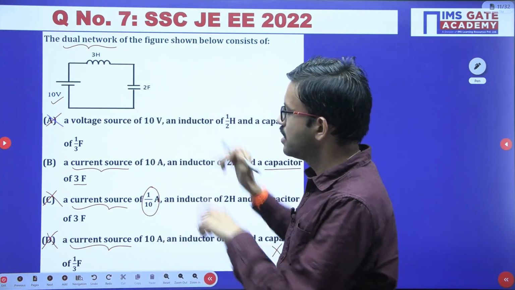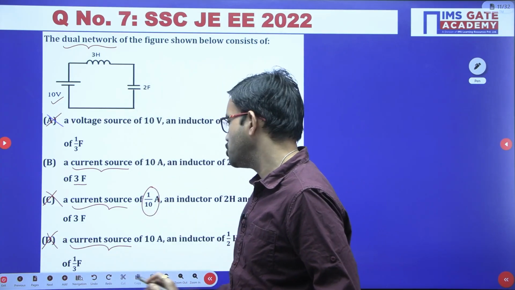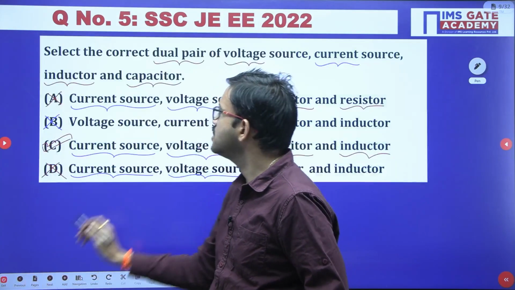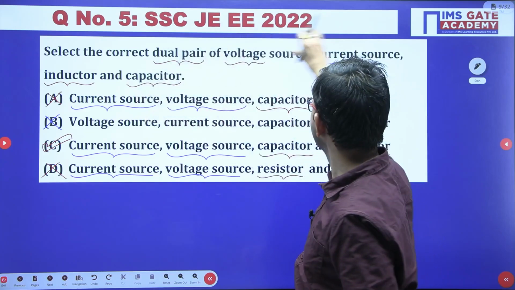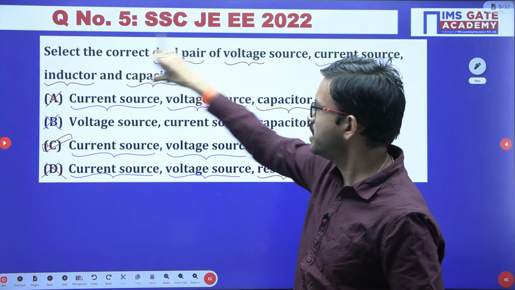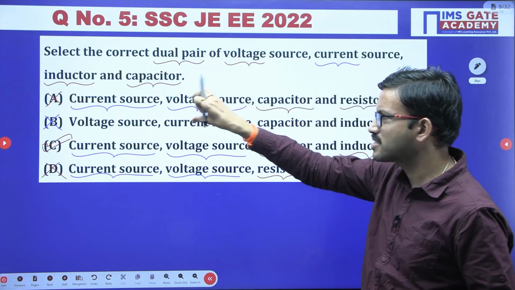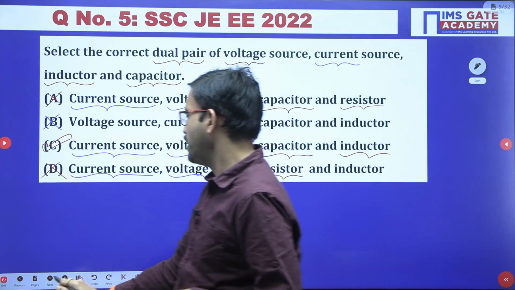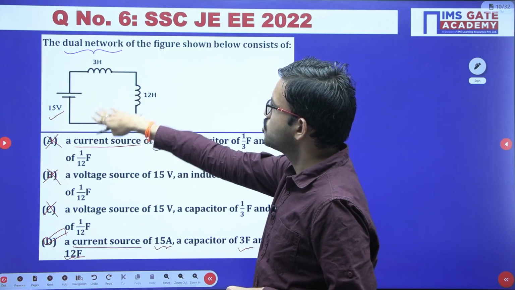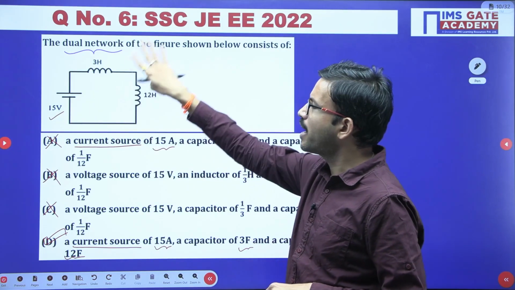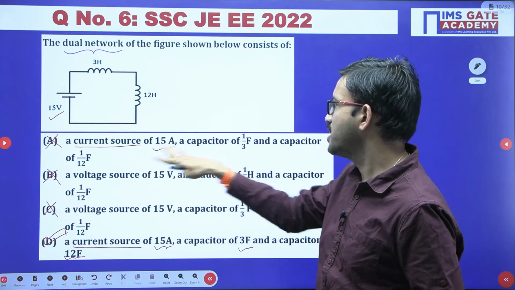See, here in the earlier questions they asked the dual pair. When they asked the dual pair, then accordingly for first source accordingly, second source accordingly, third element accordingly, fourth element accordingly, in the same order you should have. But in the previous question, you are having voltage source and then 2 inductors are there. They have asked with respect to dual network, what are the elements present.